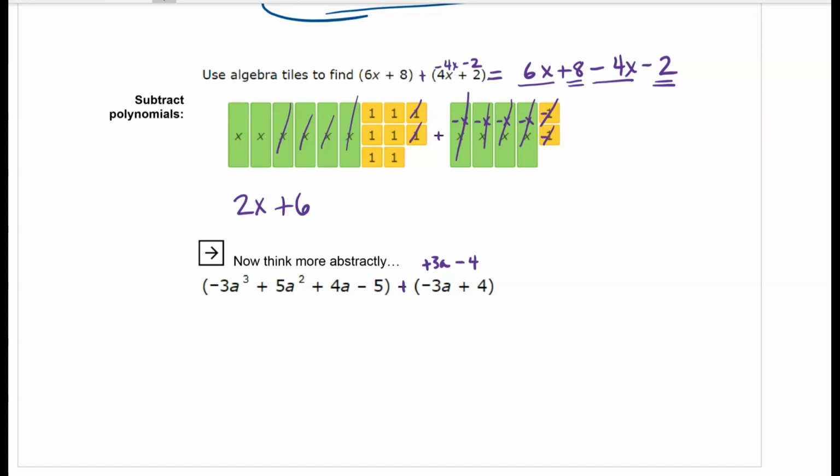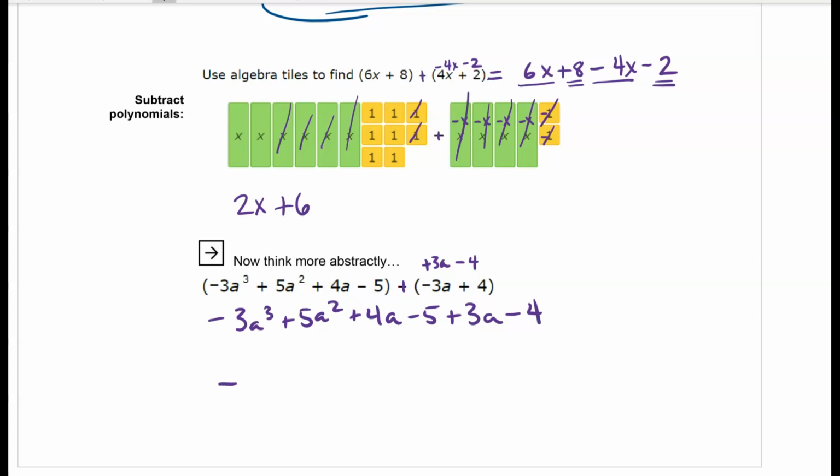Now I can drop the parentheses since I'm adding. Negative 3a cubed plus 5a squared plus 4a minus 5 plus a positive 3a is just plus 3a, and plus a negative 4 is just minus 4. Now I'm ready to look for like terms.